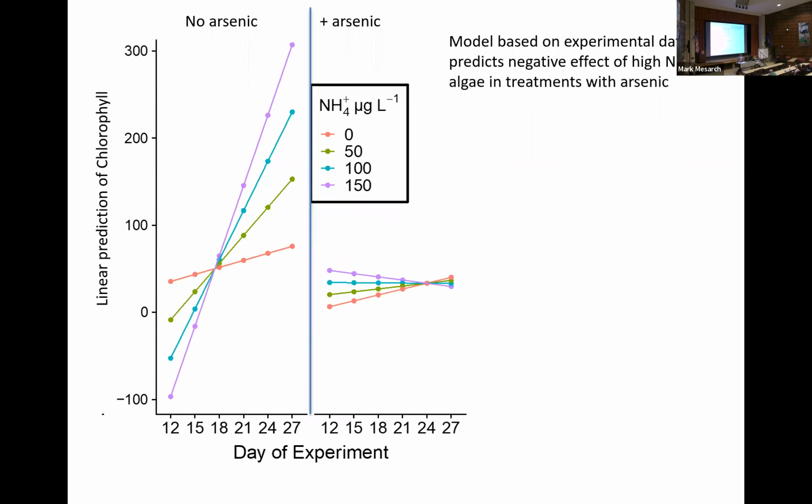We also measured chlorophyll A, not productivity, just chlorophyll A throughout the experiment. But because we had somewhat spotty data, I actually fed all of this into a model that uses the experimental data to predict chlorophyll concentration throughout whatever days of the experiment you tell it. And so we have ammonium at a variety of concentrations, as well as treatments with and without arsenic. And you can see that the presence of arsenic, of course, has a negative effect on chlorophyll accrual, but the higher the ammonium is, the actually more negative effect it has on chlorophyll accrual.